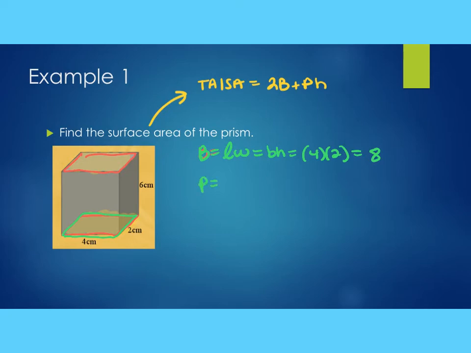The P is the perimeter of the base. So we find perimeter by adding up all the sides. So if this is 4, this is 4. If this is 2, this is 2. So the perimeter would be 4 plus 2 plus 4 plus 2 for 12. And then the height is going to be the segment that connects the two bases, which is 6.